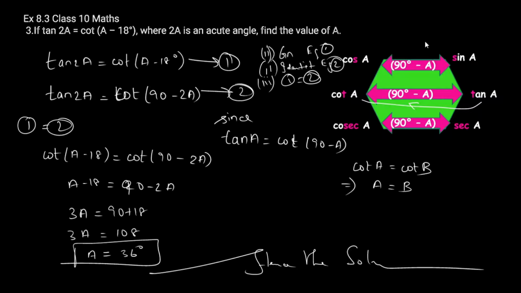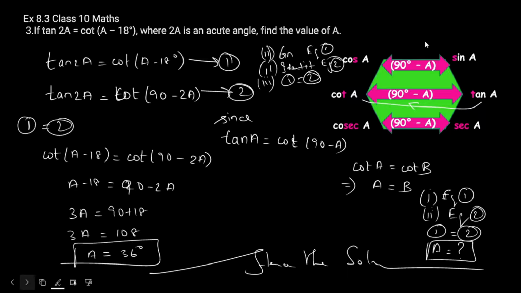Okay, so it is a very simple problem. You have to remember these 3 points. First, mark the given equation as equation 1, use the identity and mark it as equation 2, equate 1 and 2, solve and get the value of a. These 3 points you have to remember while solving this problem. Okay, next problem.